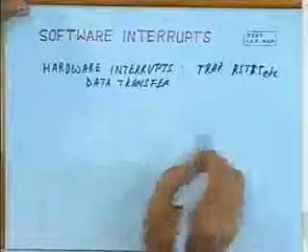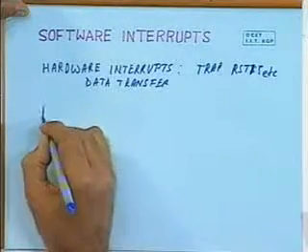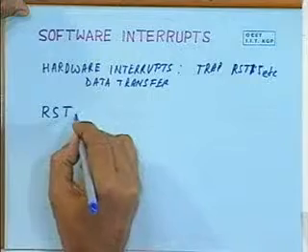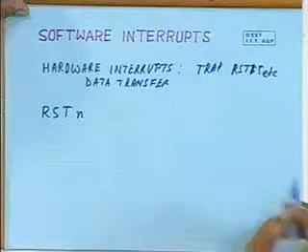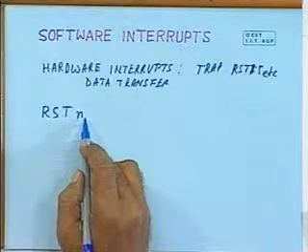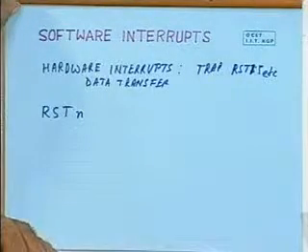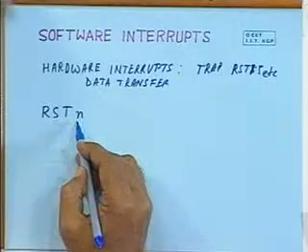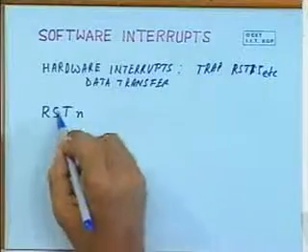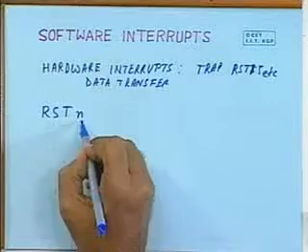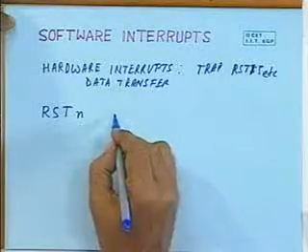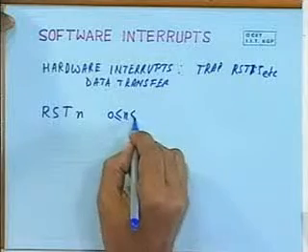What is the function of software interrupts? Software interrupts are essentially instructions. For example, RST N is an instruction. That's why it is called software interrupt. You may be asking why it is called an interrupt. It is called an interrupt because whenever a hardware interrupt occurs, the way the processor responds, the same way the processor will behave whenever an instruction in the form of RST N is executed, where the value of n lies in the range 0 to 7.